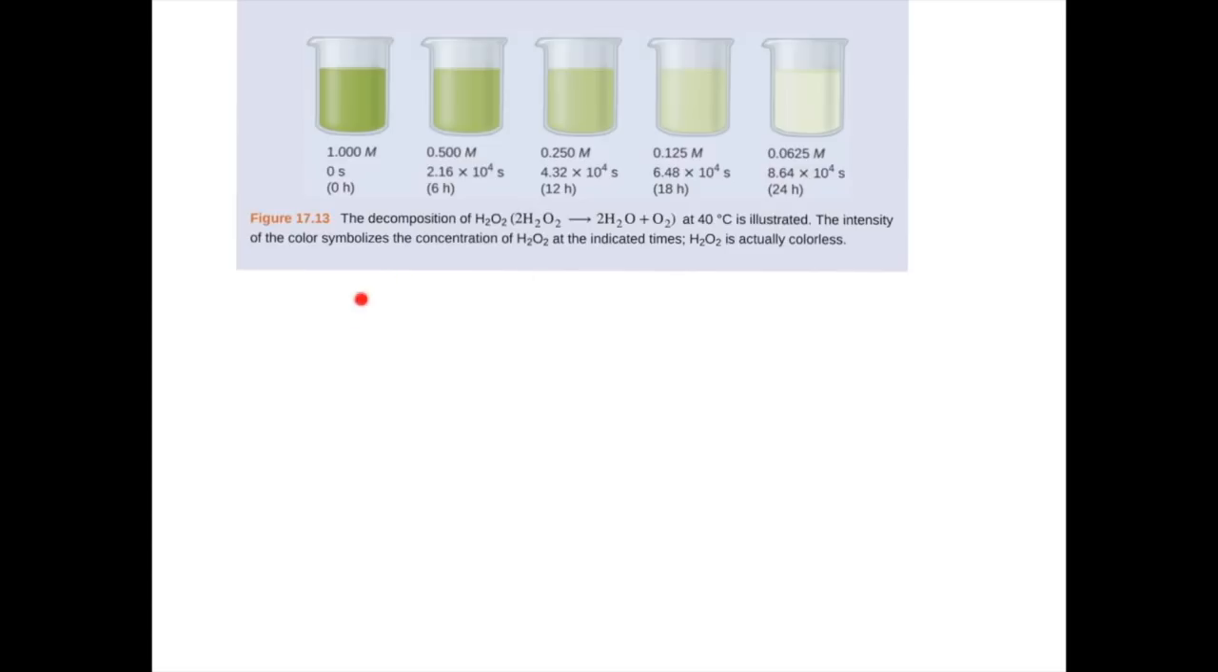So from this information here, we want to figure out what is the rate constant for this reaction. And so we can see that it takes 2.16 times 10 to the fourth seconds to go from 1 molar to 0.5 molar. And then if you add another, well, let's do it in hours. It takes 6 hours, 12 hours, another half, 18 hours, it cuts in half again. At 24 hours, it cuts in half yet again.